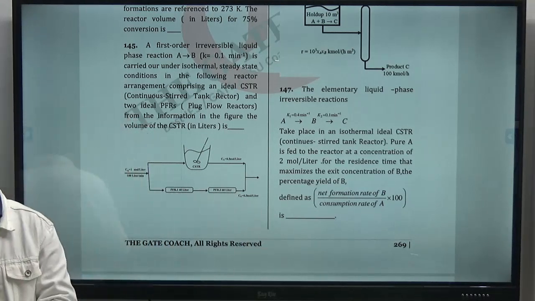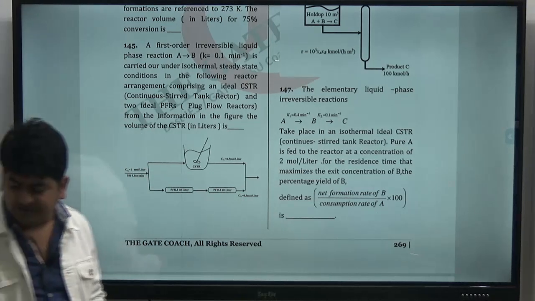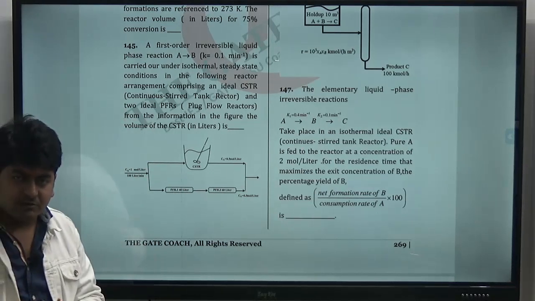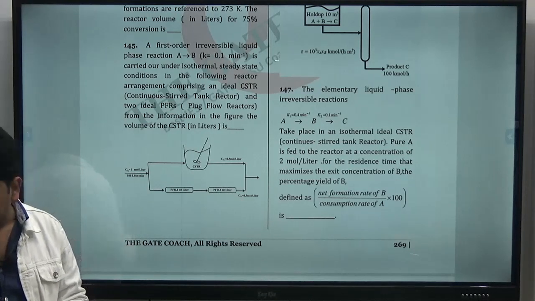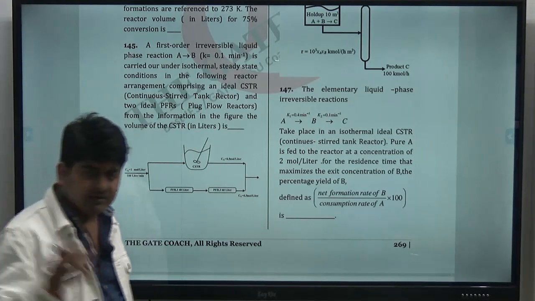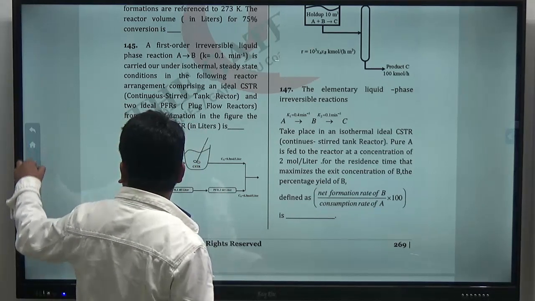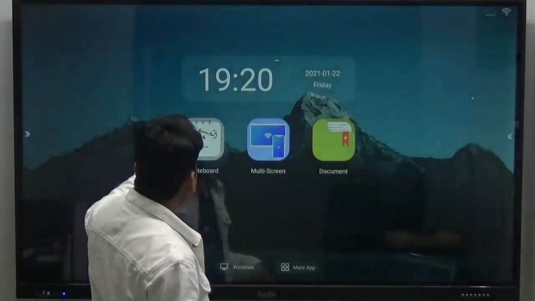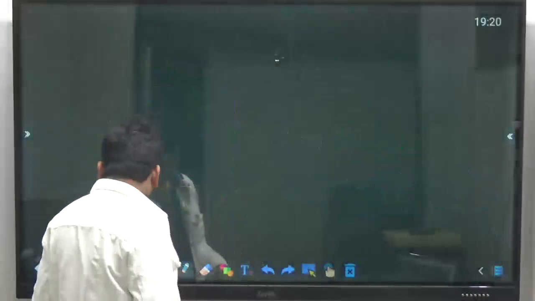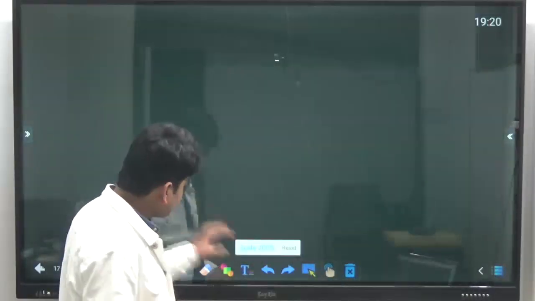So this is about the multiple reactor system, and I hope you can solve the other questions by yourself easily. If you have a doubt in any other question, you can message that on the office number, we will discuss. They will help you to do the things. Now let's move to the next topic.